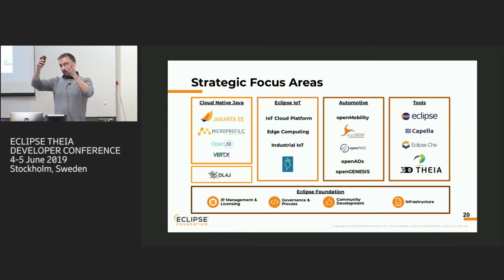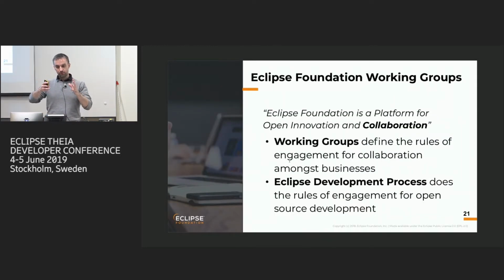So we have these four main strategic focus areas, and among those focus areas, some of the projects would like to collaborate a bit more closely. So of course, we provide the platform for open innovation and collaboration, but some companies would like to define some initiatives that are wider than the open source project alone. So for instance, they want to define some marketing effort, some dissemination effort and so on.